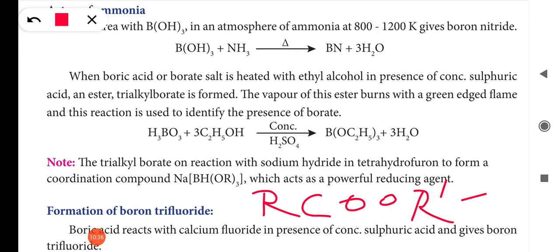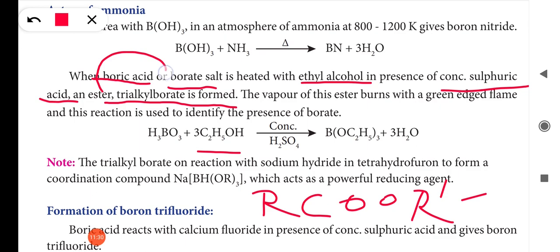So when you heat boric acid or borate salt with ethyl alcohol in the presence of concentrated sulfuric acid, an ester, trialkyl borate, is formed. Do you know the esterification reaction? You have studied it in your 10th standard and also in 11th standard. Esterification is when ethanol is heated with ethanoic acid in the presence of a few drops of concentrated sulfuric acid, and a sweet smelling compound, ethyl ethanoate, is formed. Ethyl ethanoate is an ester. So this reaction is called esterification. Here, instead of acetic acid, we can use boric acid. Both acetic acid and boric acid are weak acids.